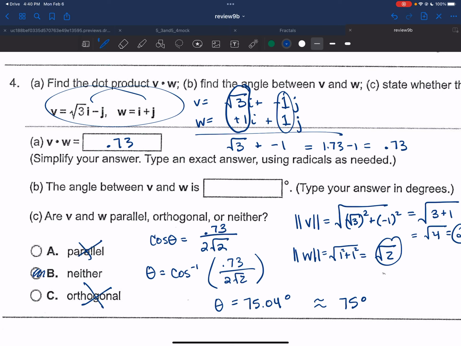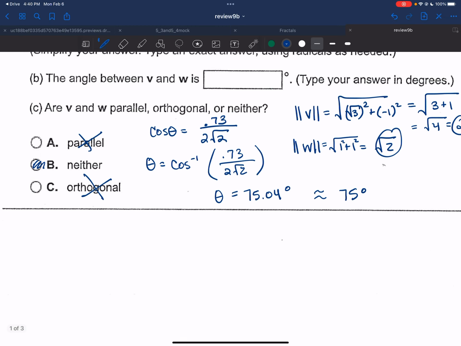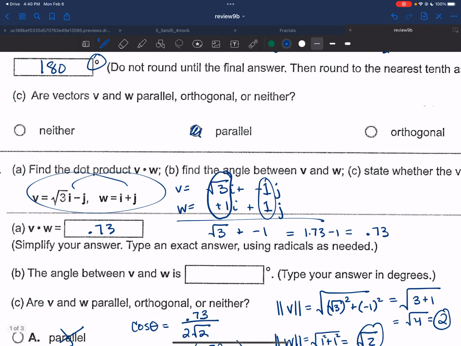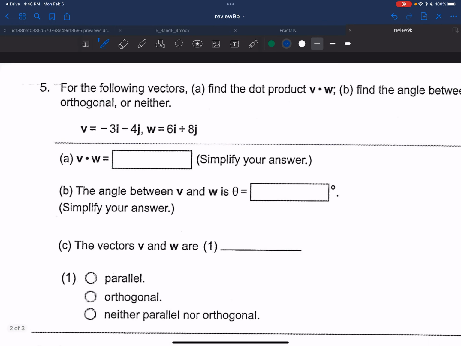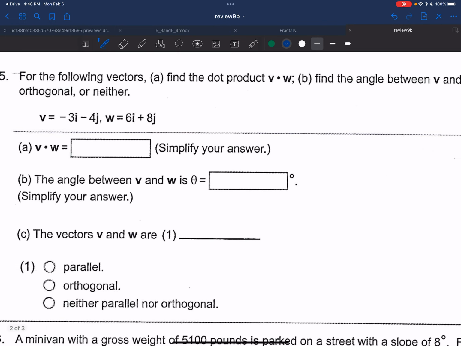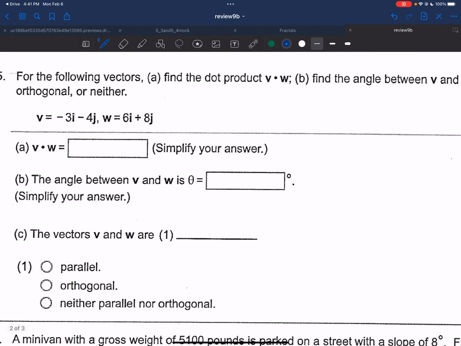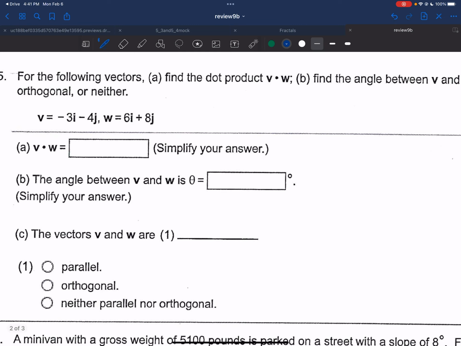Again, that's not going to be assessed, but for those of you who want to get through it on through Pearson. And let's take a look at the next one, 5. For the following vectors, find the dot product, find the angle between, and state whether the vectors are parallel, orthogonal, or neither. Dang, there's a lot of these. Okay, so we have negative 3 times 6 plus negative 4 times 8. So that's V dot W. So negative 18 plus negative 32 is going to give me a negative 50.